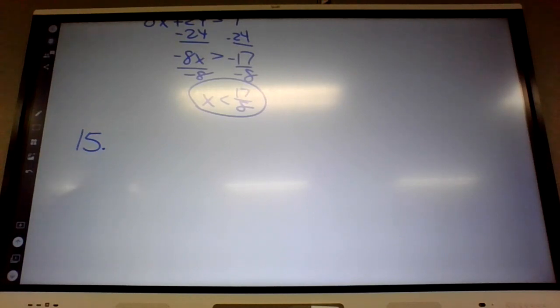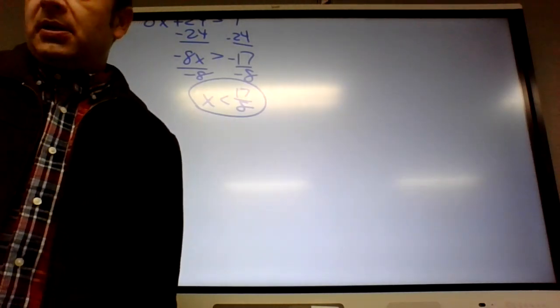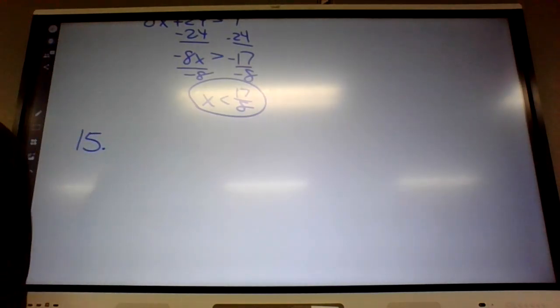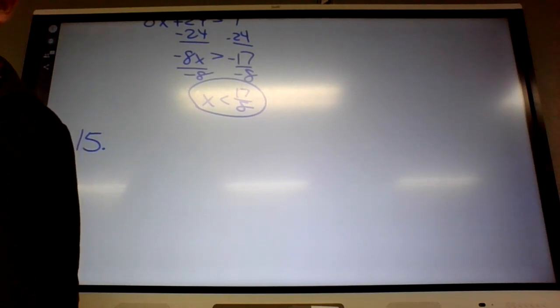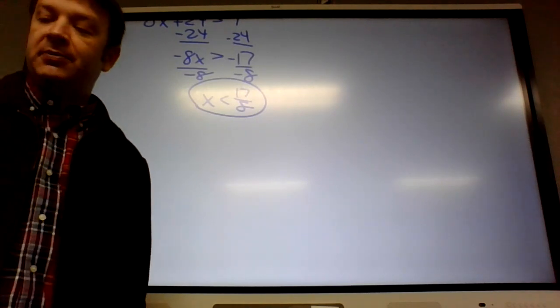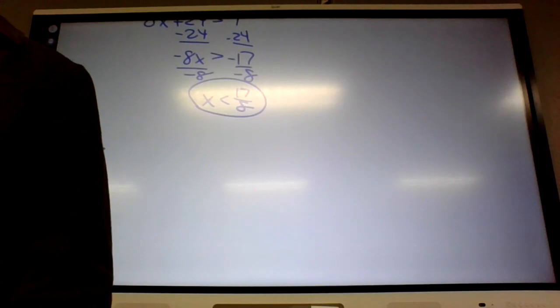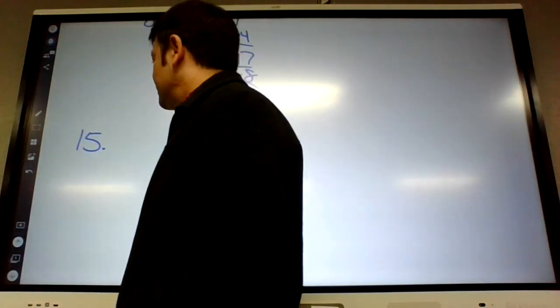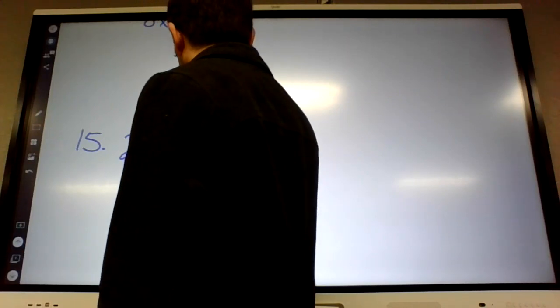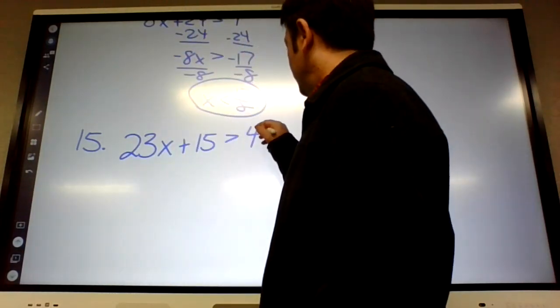Number 15, word problems. Okay, write an inequality and solve. So we need to write not just the answer here. Find all numbers such that adding 15 to 23 times the number is greater than 429. Corbin, what would that look like? 23x plus 15 is greater than 429.